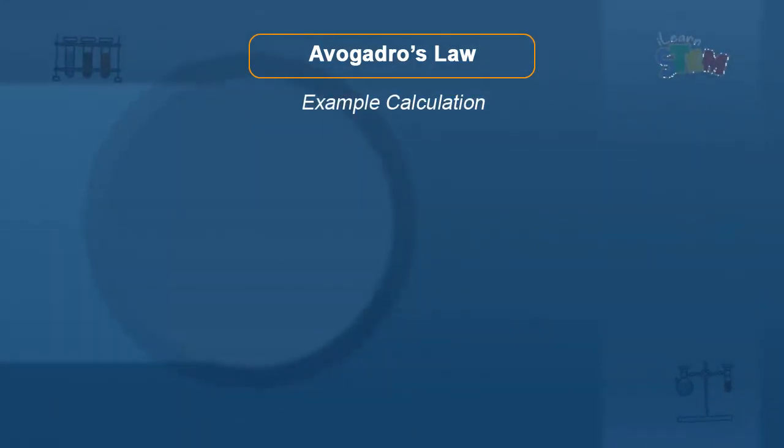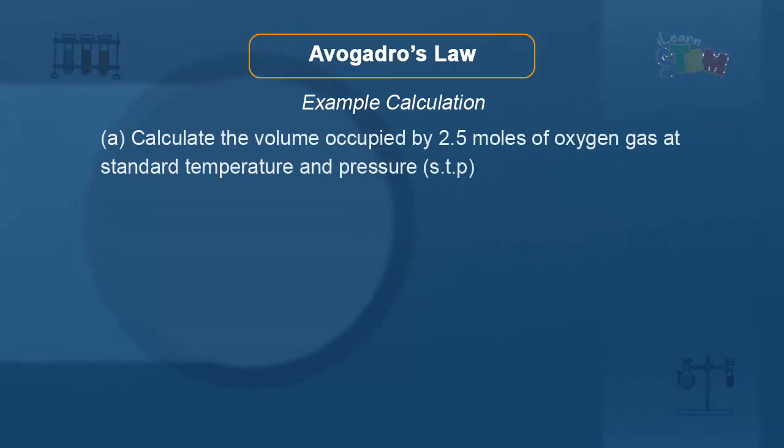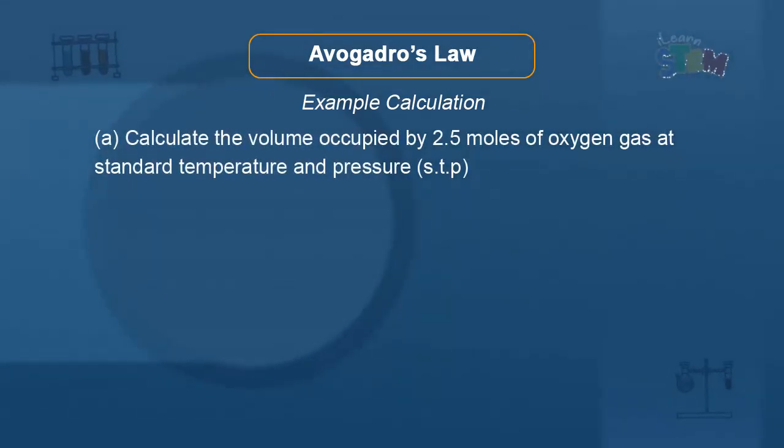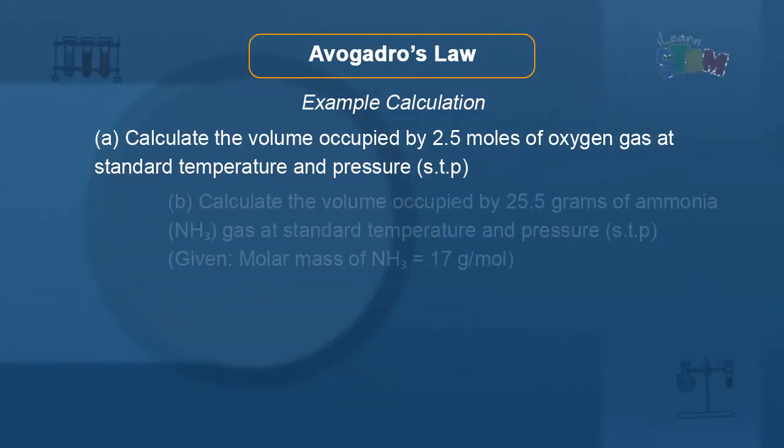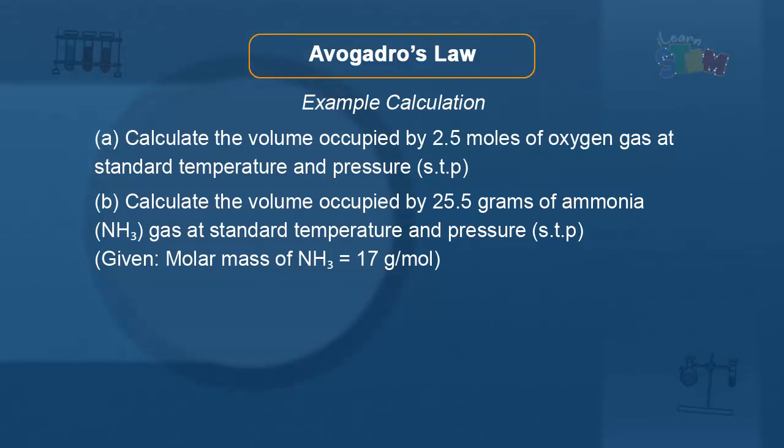Now, let's look at some example calculations. A. Calculate the volume occupied by 2.5 moles of oxygen gas at standard temperature and pressure, STP. B. Calculate the volume occupied by 25.5 grams of ammonia gas at standard temperature and pressure. Given, molar mass of ammonia equals 17 grams per mole.